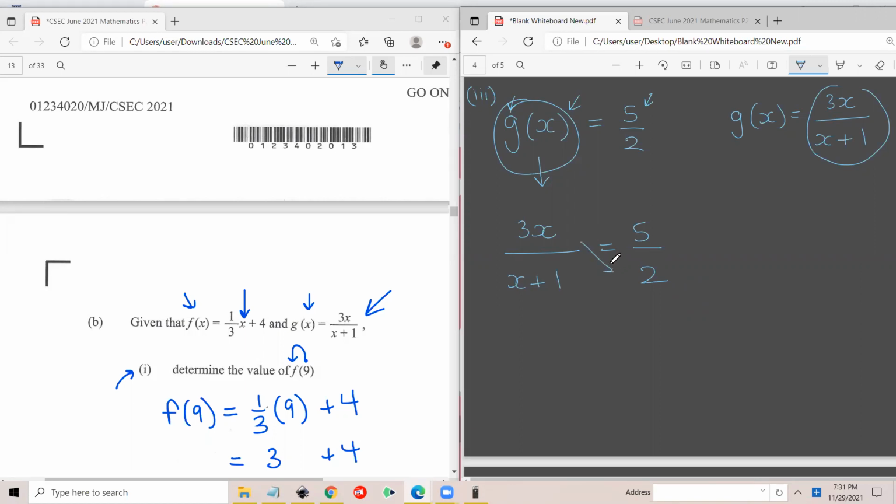So I'll give you a hint. You have to cross multiply. So everyone cross multiply and solve for x.